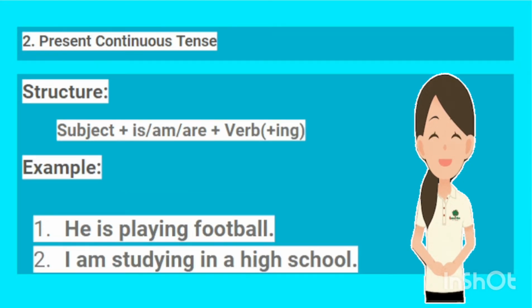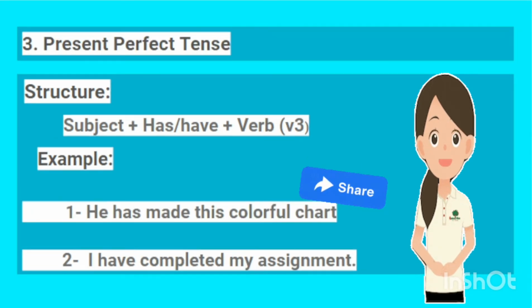Present continuous tense. This tense indicates the continuous nature of an act or event in the present that has not been completed. The activity has begun in the past and will be completed in the future. The formula of present continuous tense is subject, is/am/are, verb with ing, and then object. For example, he is playing football.